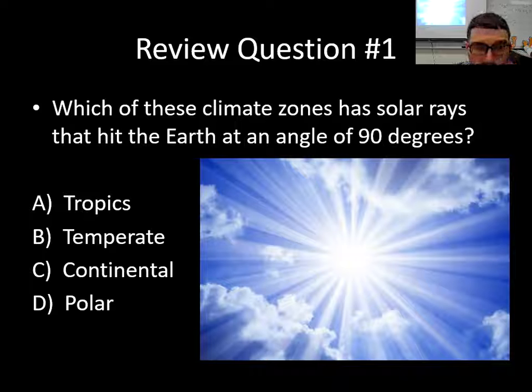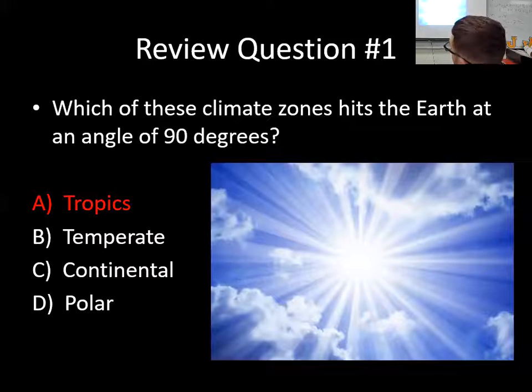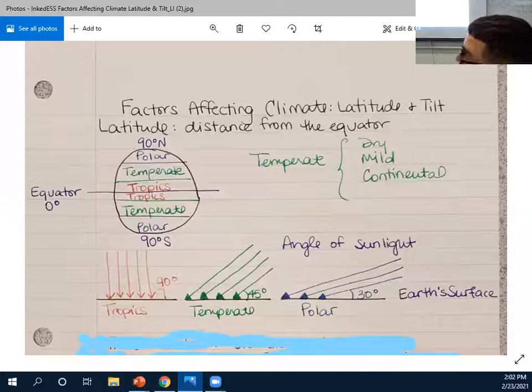Okay. I'm going to give shout outs to Lakia, Diego Perez, right? Tatiana and Sanaya, you got it correct. It is A, the tropics. The tropics is where we get the 90-degree angle, as we see right here in our notes. Right here, 90 degrees, tropics.